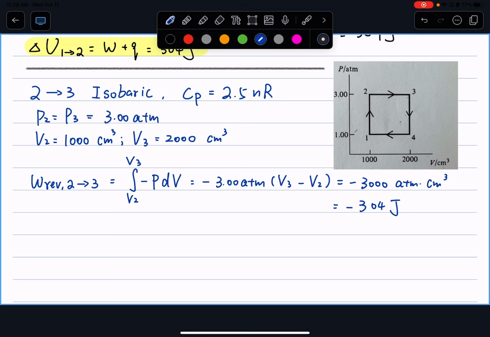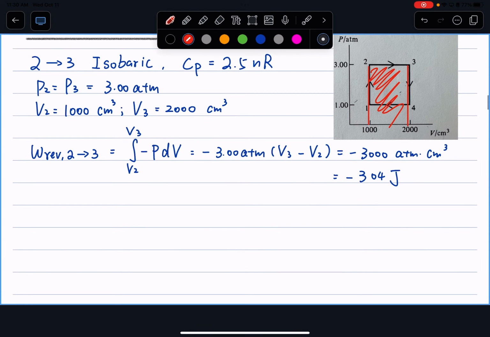All right, you can do it by taking the integral. You can also do it by taking the area below. So if we're talking about the area below, that's actually also pretty straightforward. We're just trying to find the area of this rectangle, right? It's the same as the base times the height, which is 3 times 1,000. So it gives you the same answer. So that's the work.